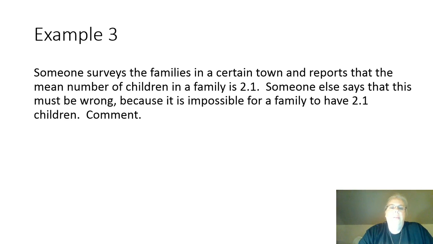Example 3. Someone surveys the families in a certain town and reports that the mean number of children in a family is 2.1. Someone else says that this must be wrong because it's impossible for a family to have 2.1 children. Comment.